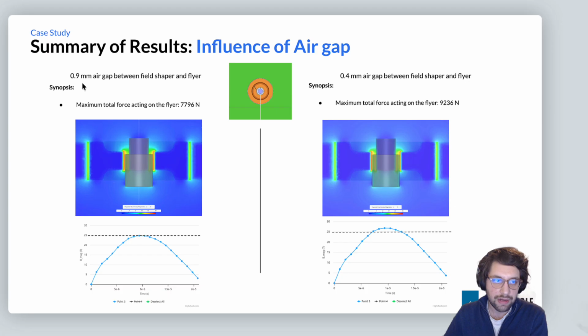And finally, here we have a comparison of the influence of the air gap. On the right-hand side, we have almost a 1 millimeter air gap between the field shaper and the flyer, and this yielded an overall total force of around 8 kilonewtons. On the other side, we have a 4 millimeter air gap that resulted in a total force of 9 kilonewtons. The influence of this can also be seen in the bottom plots, where we measure the flux density directly within the air gap. Before it was around 25 Teslas, and now we have an increase of almost 3 or 4 Teslas.